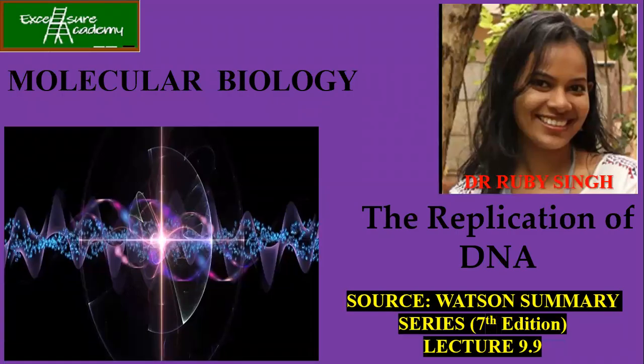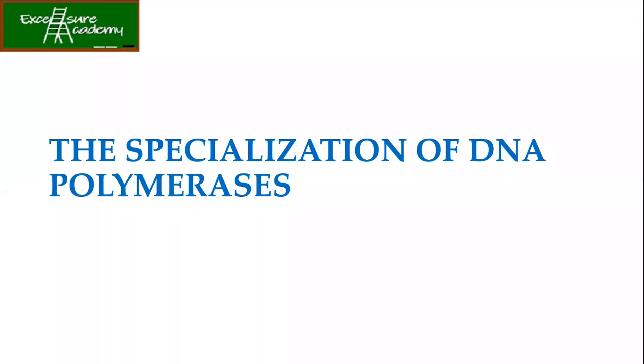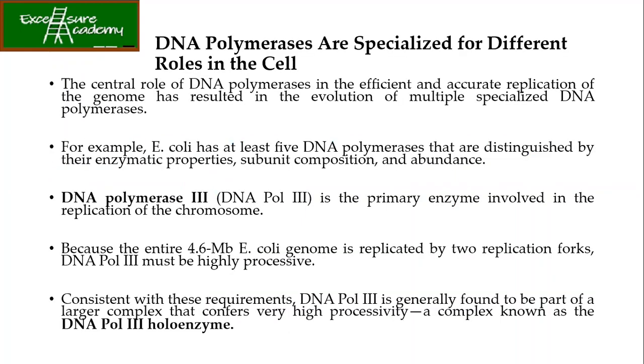So today we are going to do lecture 9 from the DNA replication as part of the Watson summary series. In this lecture we are going to talk about the specialization of DNA polymerase. That means different types of DNA polymerase functioning or performing different roles as required by the cell, for example, primase activity or repair activity, right? So different types of DNA polymerase have significantly evolved. That's what we're going to discuss in this lecture.